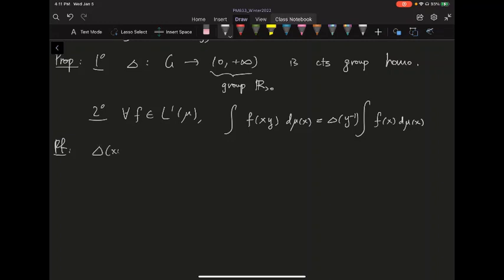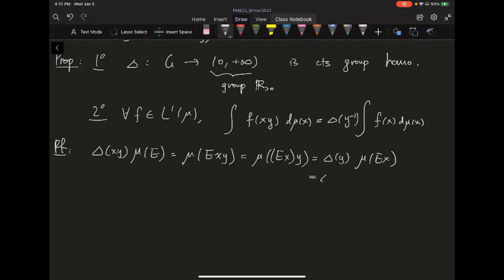So if I consider just delta of xy, if I consider any mu of E, then by definition of this delta, this is essentially I right translate E by xy. But you can think about it as translate twice. So you translate the E x by y, so you get a delta y of mu of Ex, and you translate again, you get delta y of delta x, and mu of E. So apparently you can cancel out mu of E, as long as mu of E is non-zero, so you have delta of xy is equal to delta y delta x or delta x delta y. Doesn't matter because your range is abelian. Okay, so it's a group homomorphism.